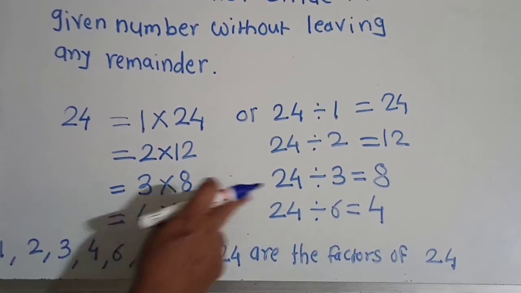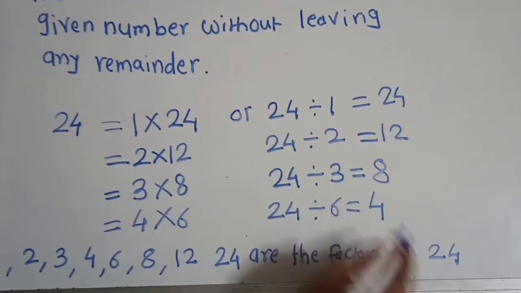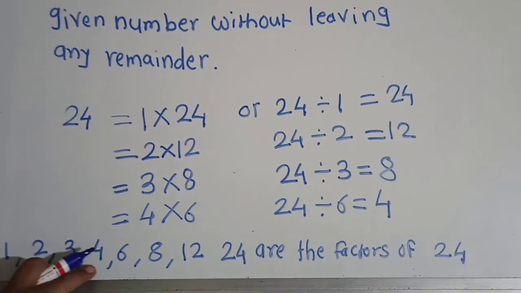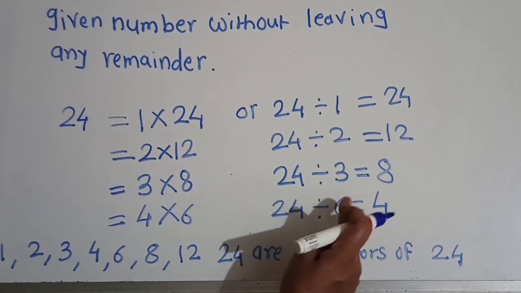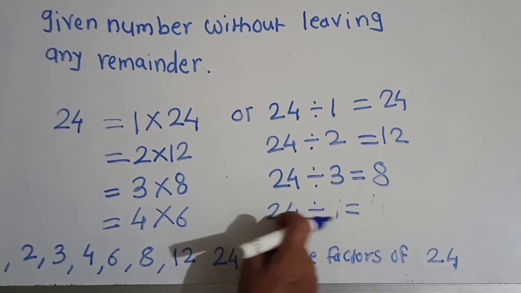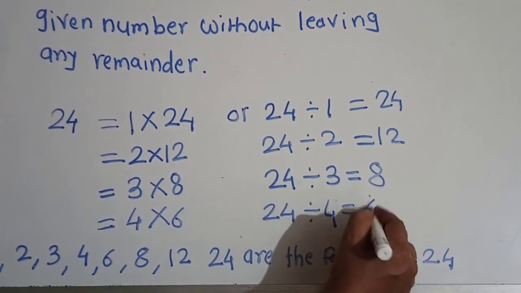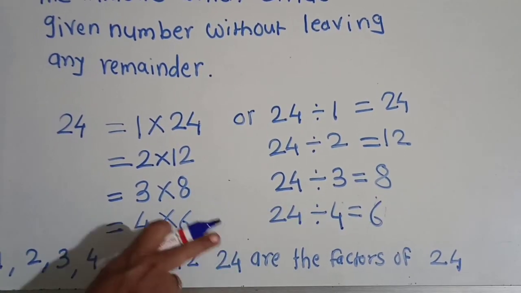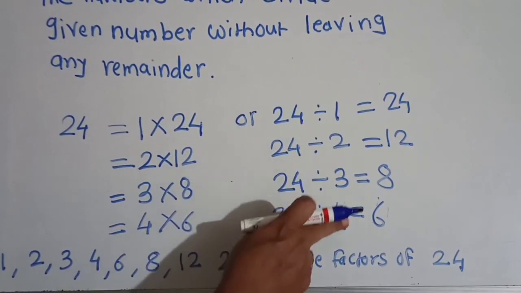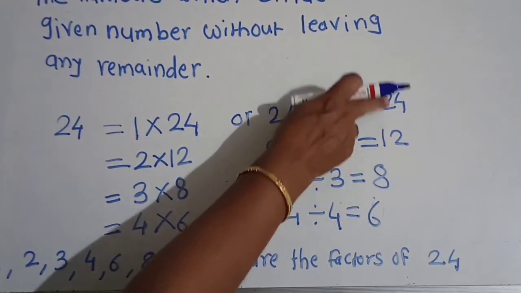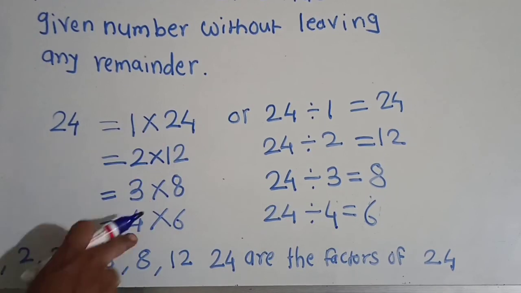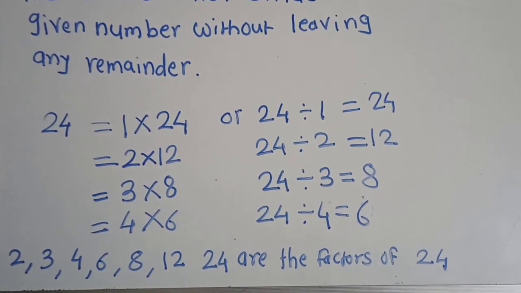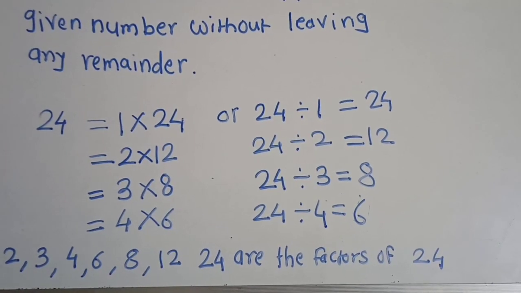You can do division and then you will get the factors. Look here, 1, 2, 3, 6. Sorry, here we have to write 4 and then you will get the 6. So 1, 2, 3, 4, 6, 8, 12 and 24. And these are the factors of 24. Okay. Now in the next video we will see exercise 5.1.